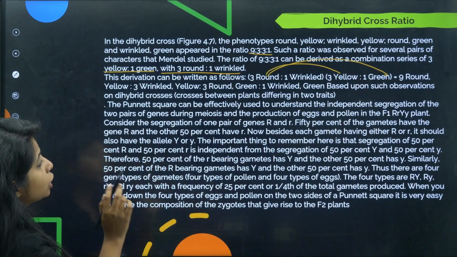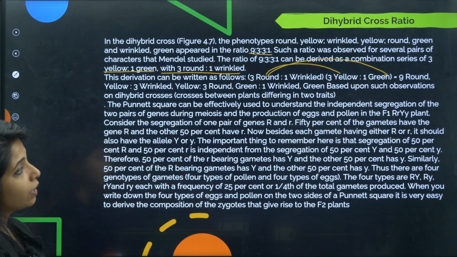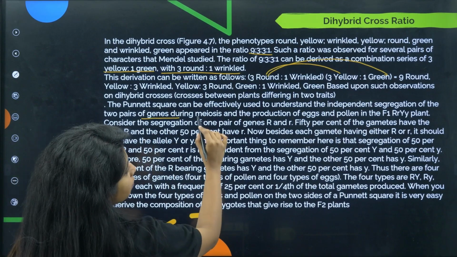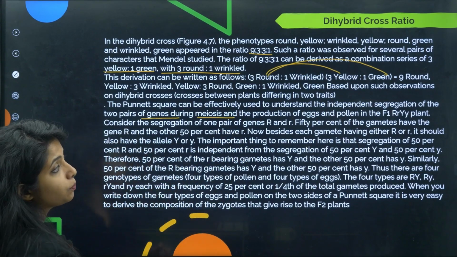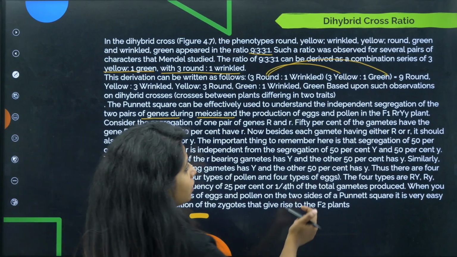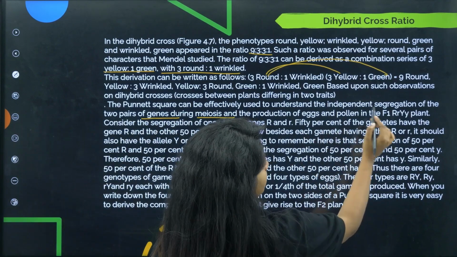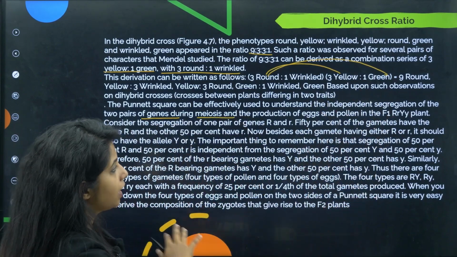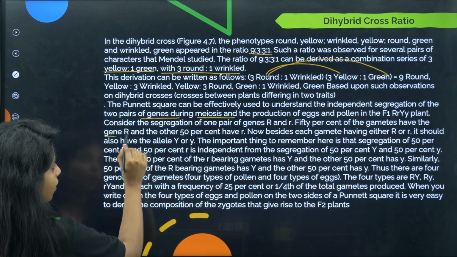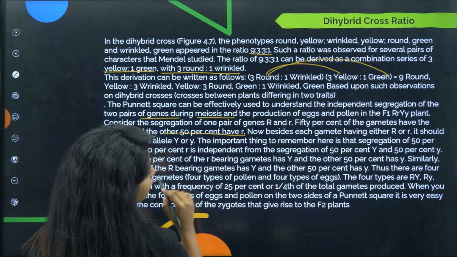So you fuse this with this, you fuse this with this, and you get the whole thing. We made it. Now the Punnett square can be effectively used to understand the independent segregation of the two pairs of genes during meiosis and the production of eggs and pollen. Basically they have eggs and pollen instead of sperm and egg, right? So egg and pollen will be having either of the gametes and then both will be fusing. Now 50% of the gametes have gene R. Another 50% will be having small r.